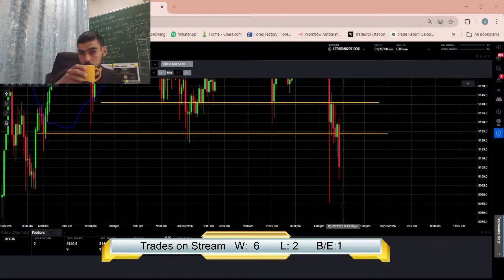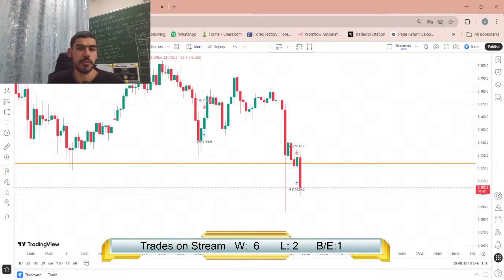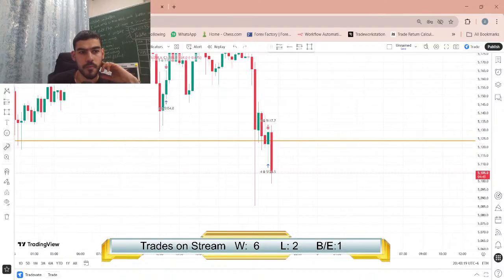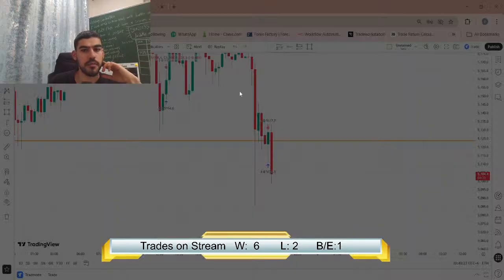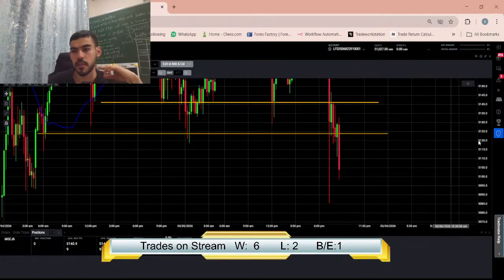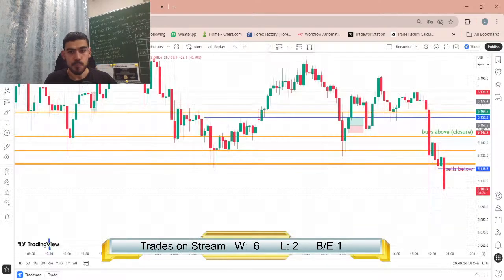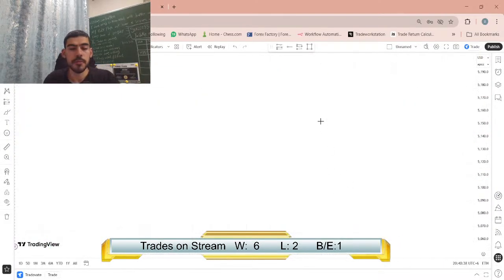Wow, guys, what a nice trade it was. What a nice trade. I guess you can't win every day. So my entry was below here, and I don't know why TradingView is behaving like this, but yeah. Oh, it was lagging or something.